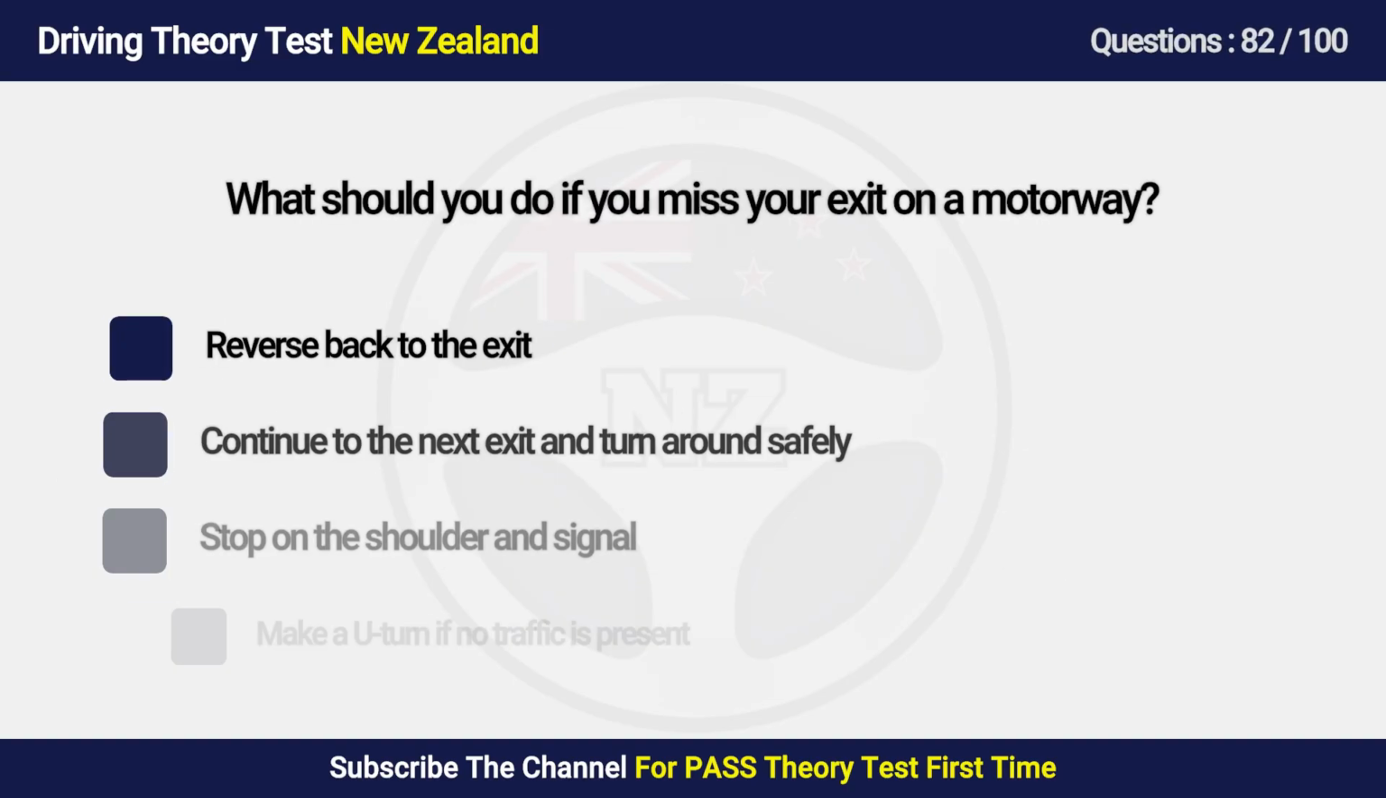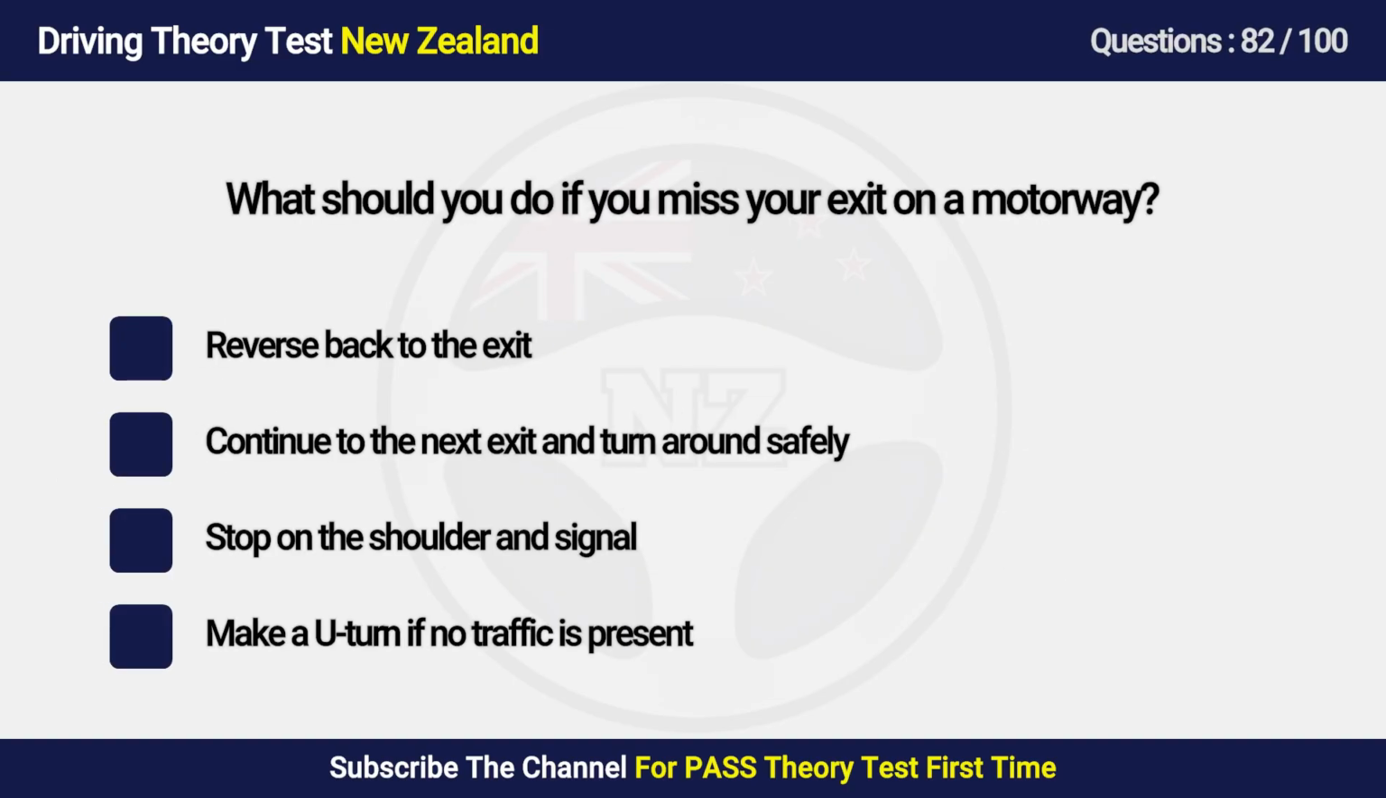Question 82. What should you do if you miss your exit on a motorway? A. Reverse back to the exit. B. Continue to the next exit and turn around safely. C. Stop on the shoulder and signal. D. Make a U-turn if no traffic is present.